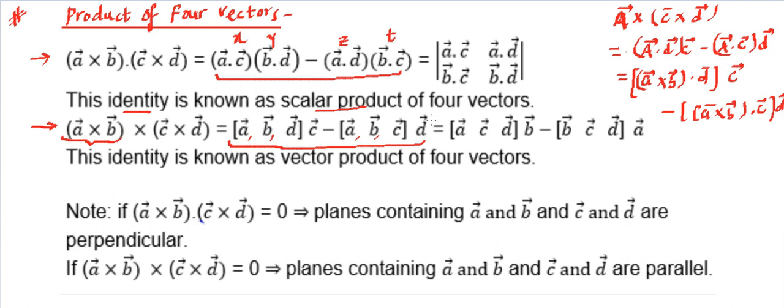Now one more point from here, we can conclude that this vector, the entire vector, is coming in the plane of C and D, which is also in the plane of B and A. So that means this can lie in the plane of C and D and the plane of B and A, right?